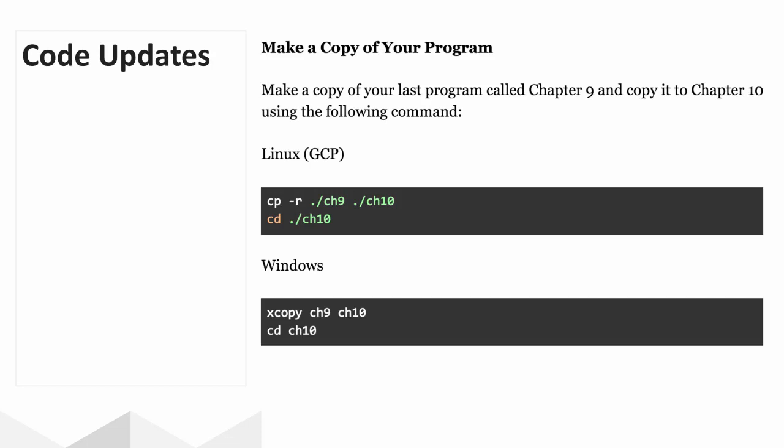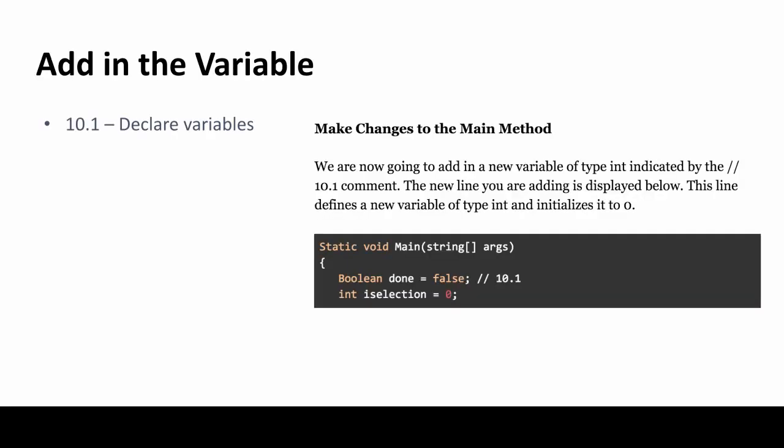So what are we going to do? In this illustration, we're going to make a copy of our program once again, so you're getting used to that. We're doing that in each lesson now. And there's the commands of how to do it on both Linux and Windows. And then we're going to add a simple variable to the top of our main method. We're going to add this variable right here, this integer of iSelection.